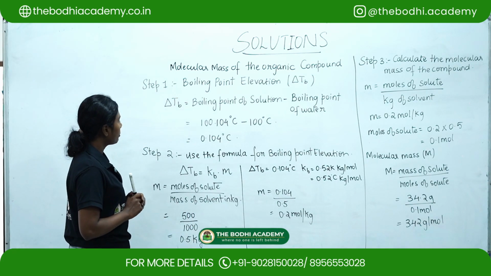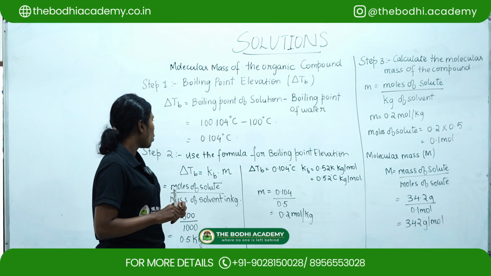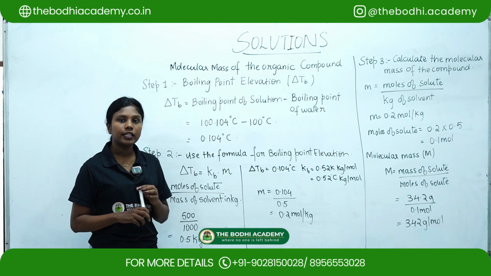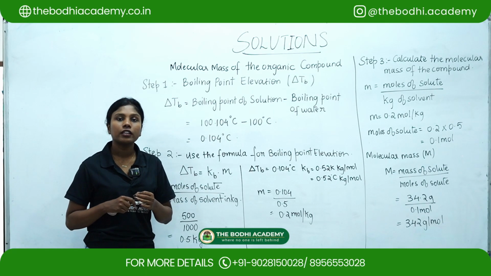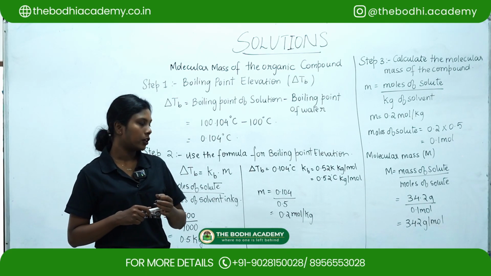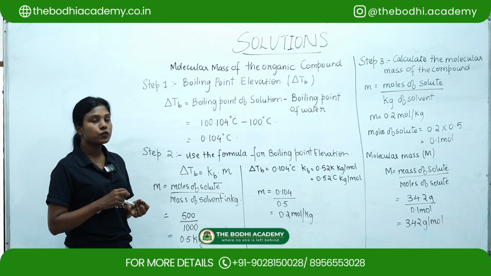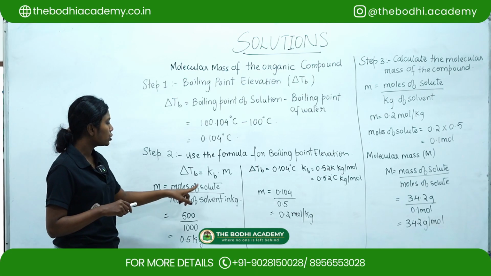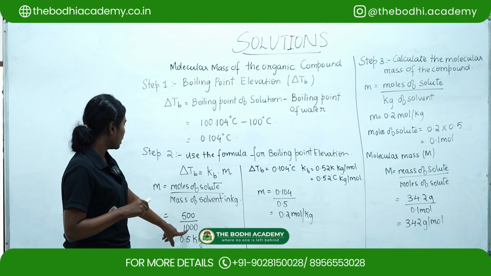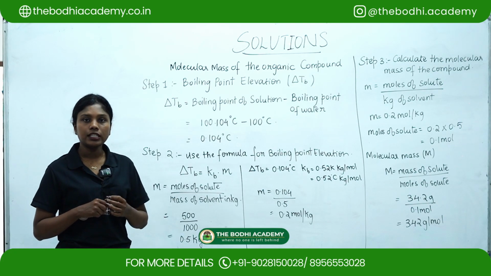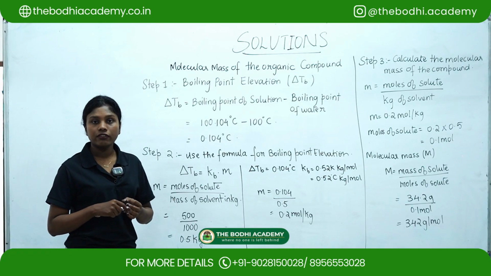Now moving to step number 2, use the formula for boiling point elevation. Over here we know delta Tb is given by the actual formula Kb into m. M over here is my molality, which is given by moles of solute upon mass of solvent in kg. The moles of solute in the question is 500 upon mass of solvent in kg, which is 1000. So we end up having a molality of 0.5 kg.